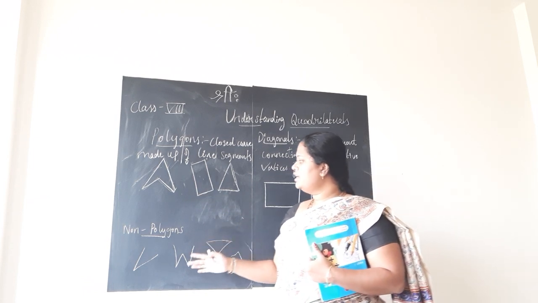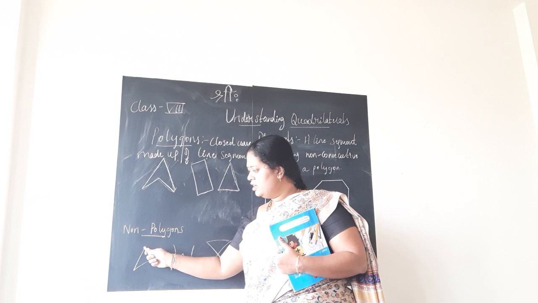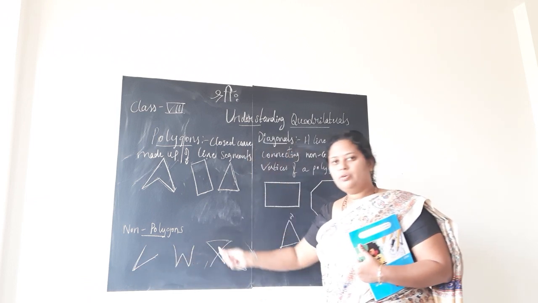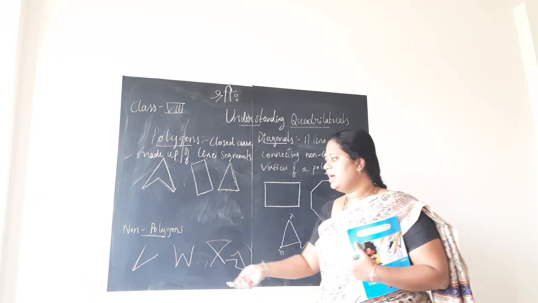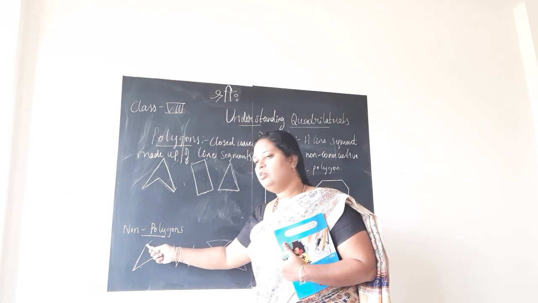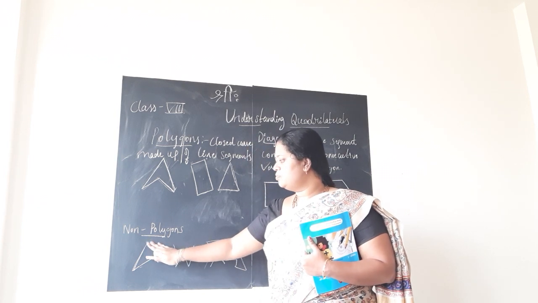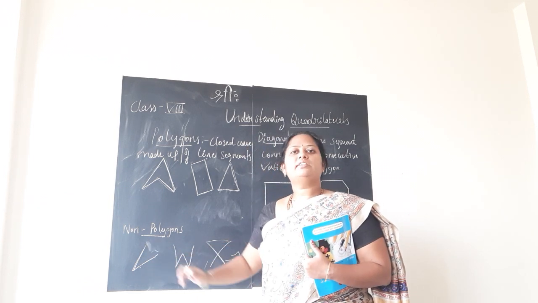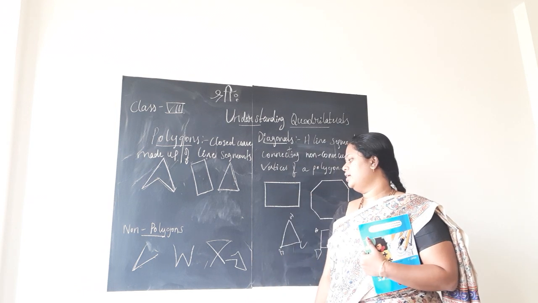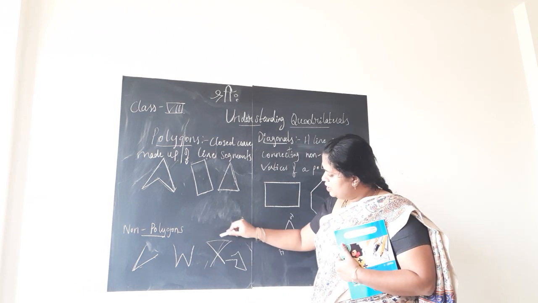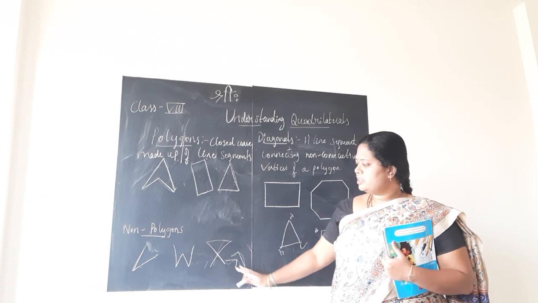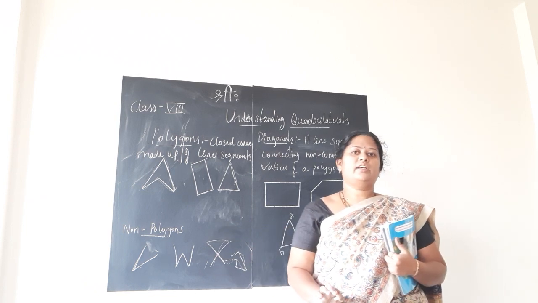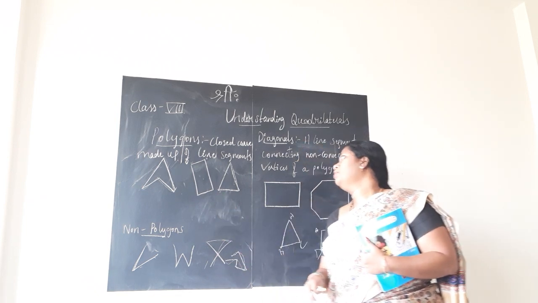Now, how to identify non-polygons? See, just a V, a W, they are not closed. Though they have line segments, they are not closed. If I simply close this, it becomes a polygon. If I erase these lines, this is no more a polygon. So see, it should be a closed curve. All these are examples of non-polygons. So this is about polygons.